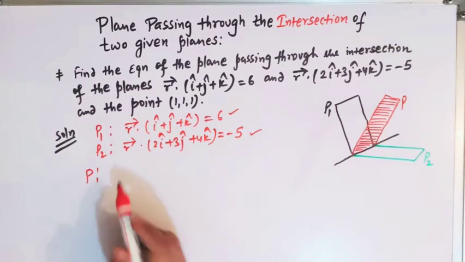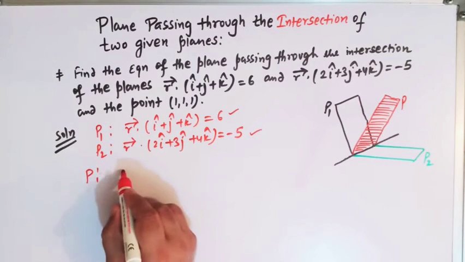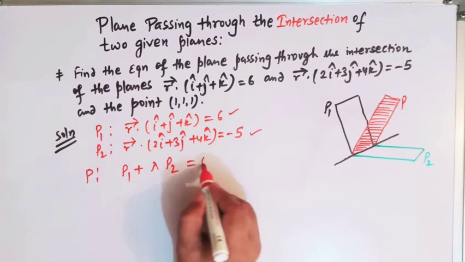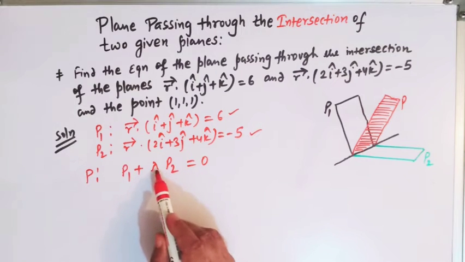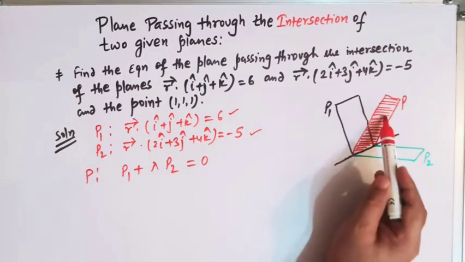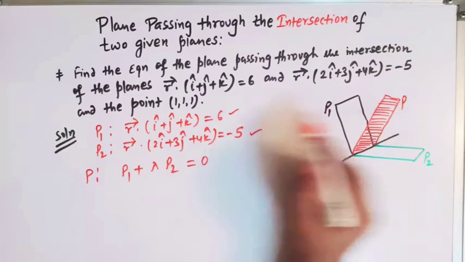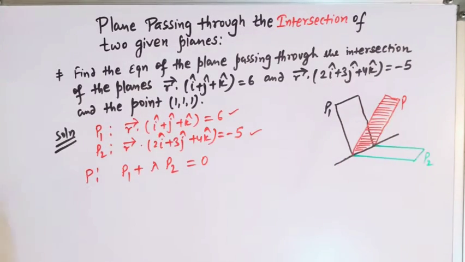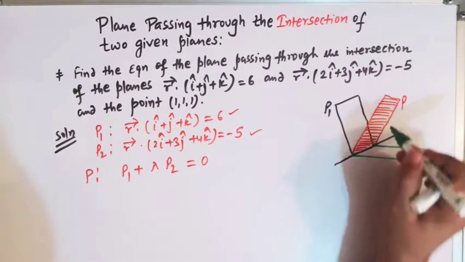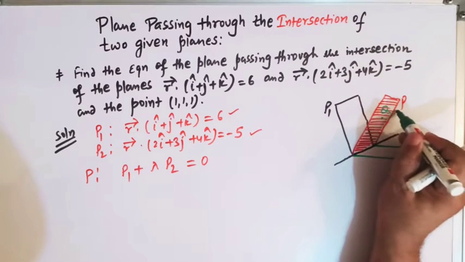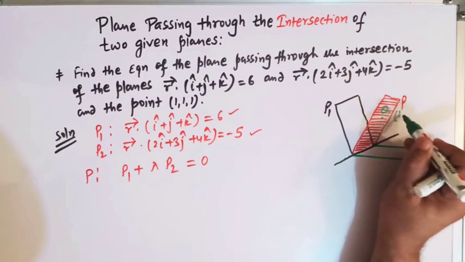the topic, that the equation of P can be written as P1 plus lambda times P2 equal to 0, and we have to find the value of lambda. The condition given here is that this plane passes through the point 1, 1, 1. Suppose this is point Q, and Q has coordinates 1, 1, 1.